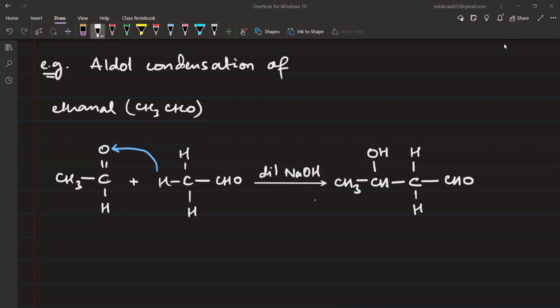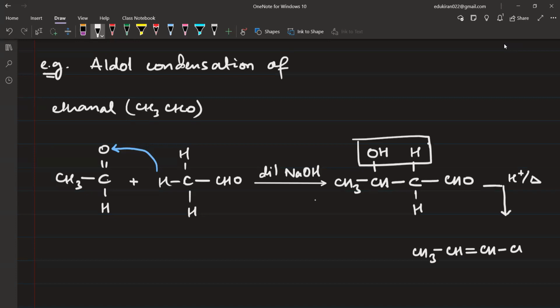Now, please see what is going to happen. After this, we are going to heat it in the presence of acid. That means H plus and heat. So you will remove this. Already you have a water molecule. You can easily see. And what you will get? CH3, CH, double bond CH, and CHO as it is.